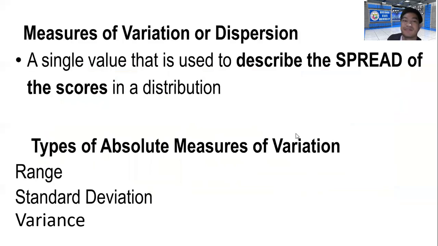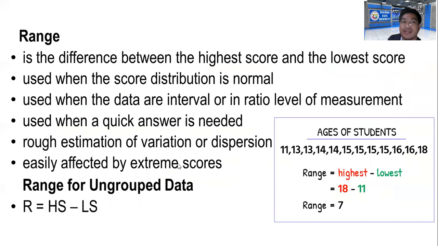We have here measures of variation or dispersion. It is a single value that is used to describe the spread of the scores in the distribution. So we have here range, standard deviation, and variance. Let's try to discuss them. The range is the difference between the highest score and the lowest score. It is used when the score distribution is normal, and when the data are interval or ratio level of measurement. It is used when a quick answer is needed and a rough estimation of variation or dispersion. It is easily affected by extreme scores.